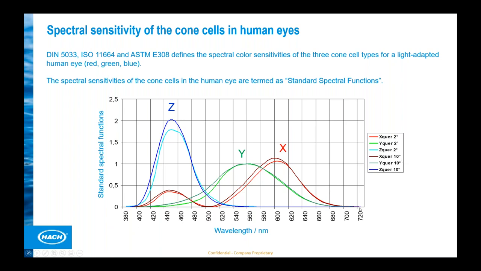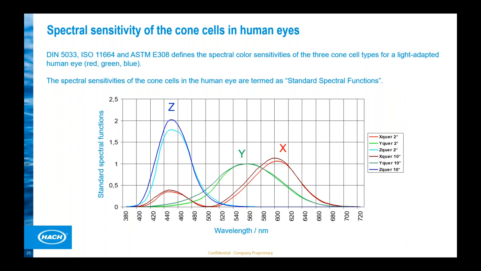And you see here the wavelength range. The human eye is only sensitive from 380 nanometer to 720 nanometer. Even if the total definition in the ISO and ASTM is bigger, starts very low at 320 or 340 nanometer, and goes up to above 800 nanometer, the most important part is only between 380 and 720 nanometer wavelength range. That's the definition of the human eye for the color measurement.